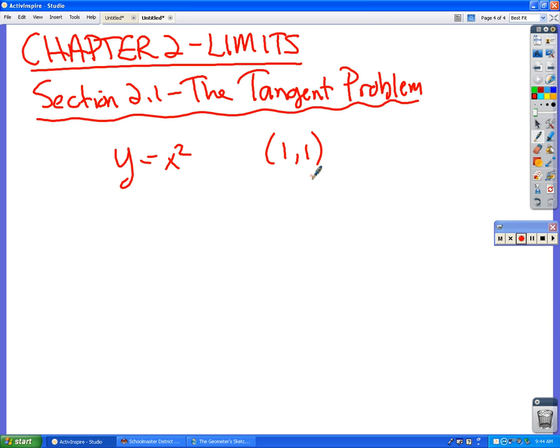Okay, so let's take a look at this curve, y equals x squared, the one that we were just talking about. And let's find the slope of the curve at the point (1, 1). Is that point on the graph, first of all? How do you know? Because 1 squared equals 1, right? So in this case, our x1 is 1, and our y1 is also 1.